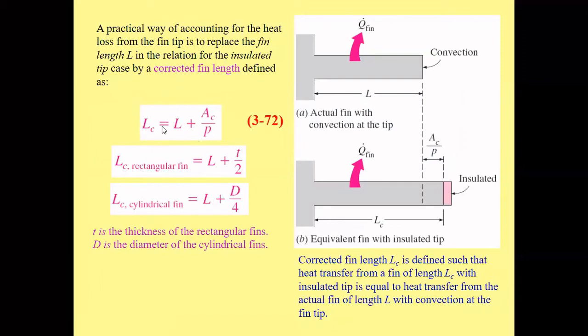Corrected fin length is given by the actual length plus the cross-section area over P. So Ac over P here is what we call the characteristic length, which is different for different shapes of fin. For example, if you have a rectangular fin, this characteristic length is t over 2, right? For a cylindrical fin, this is r over 2 or D over 4.